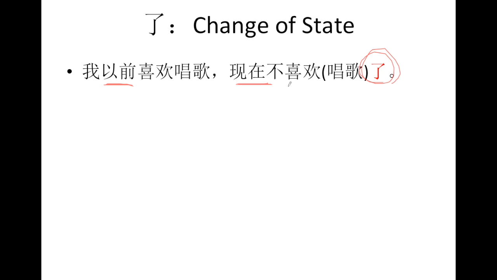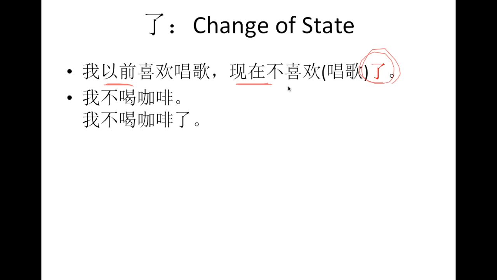So now, let's see if you can tell the difference between these two sentences. 我不喝咖啡 versus 我不喝咖啡了。The first one, 我不喝咖啡, just means I don't drink coffee, period. The second sentence, 我不喝咖啡了, with 了 here, means there's a change somewhere between the past and now. So it just means I don't drink coffee anymore. I used to drink coffee, but I don't anymore. 懂了吗?